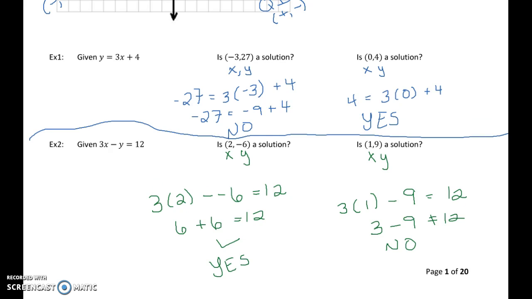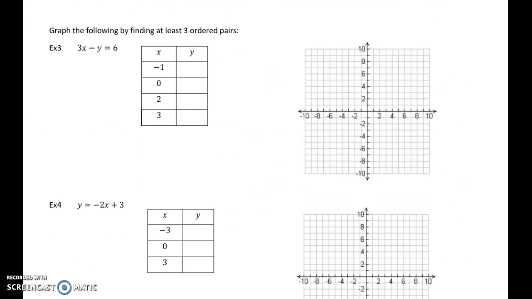All right, let's keep going here. Graph the following by finding at least 3 ordered pairs. This is kind of the most basic way to graph. You can do this with any equation. If you have an equation and you have some values for one of the variables, you can plug those in, figure out the values for the corresponding y variable, and plot those points to create your lines. This is nice and simple. You're given certain x values, so we'll plug in each one.